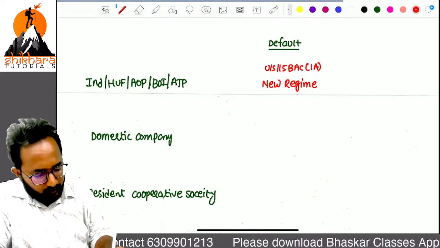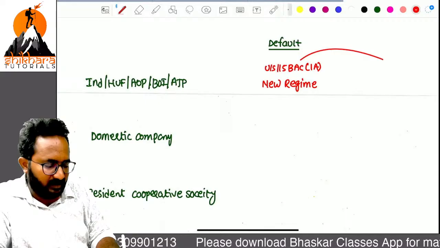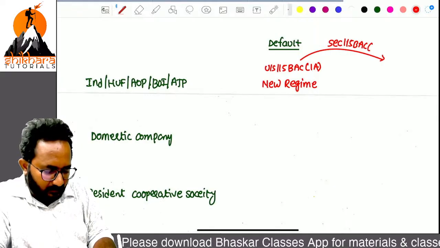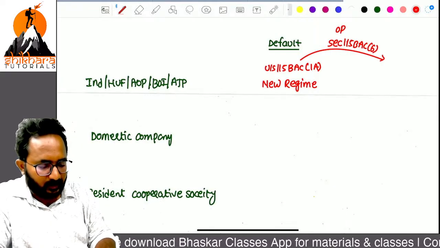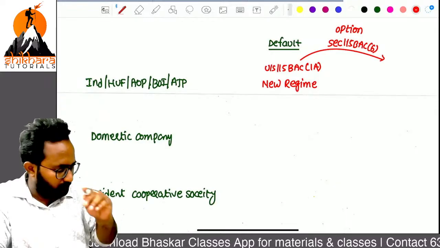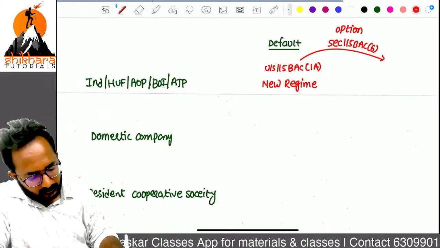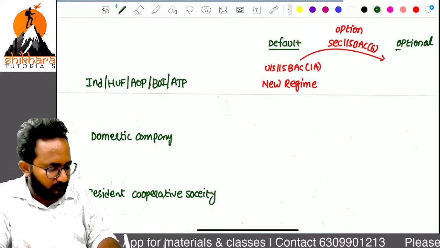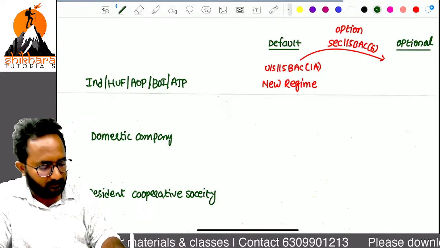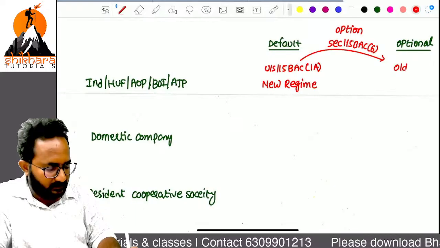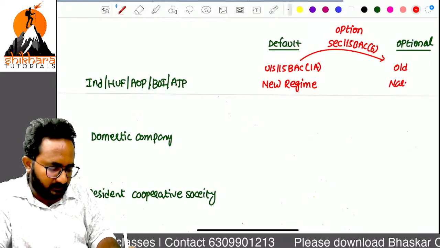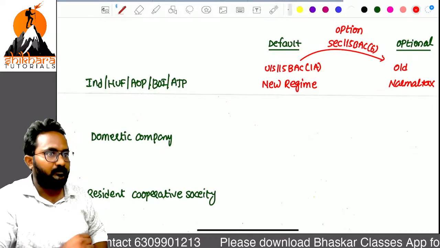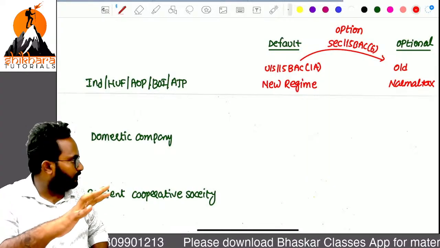Sir, I don't want to follow this regime. Option given in which section? Section 115BAC subsection 6. They are given the option to shift out from the default. So that's why now this becomes optional rates. We can call it the old regime or normal tax rates. This is for individual, HUF, AOP, BOI, AJP.